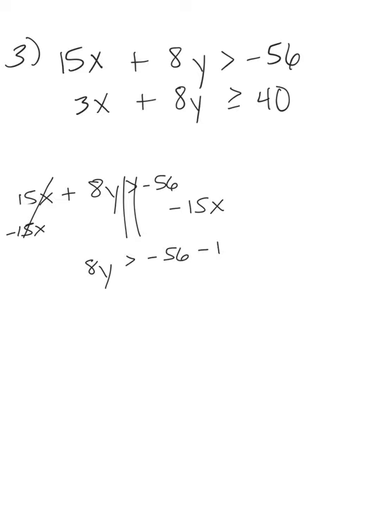You can leave 15x at the back. I would just leave it like that, and then you won't mess up on your negative signs. And then divide everything by 8. Negative 56 divided by 8 is negative 7. And negative 15 divided by 8 is negative 1.875.